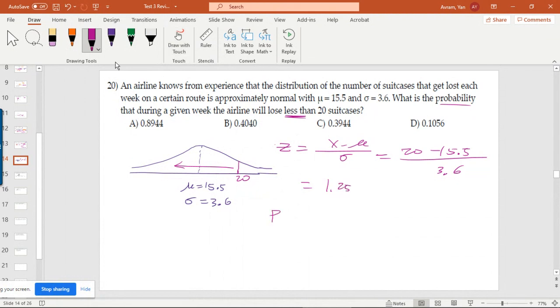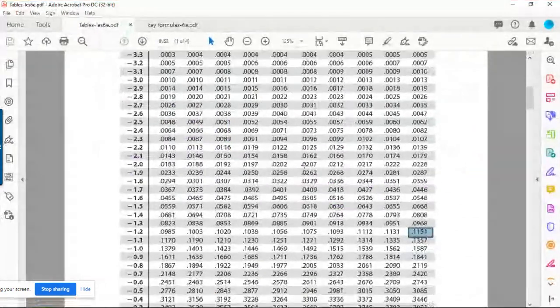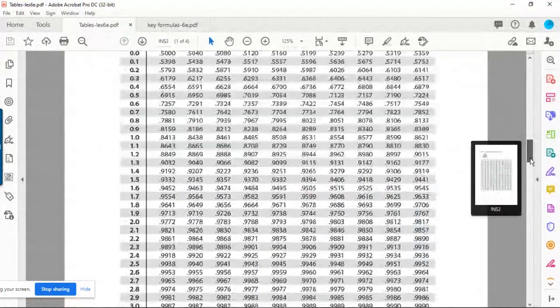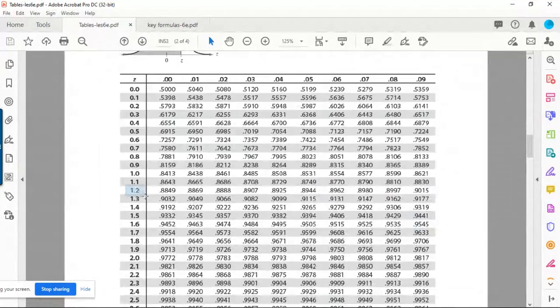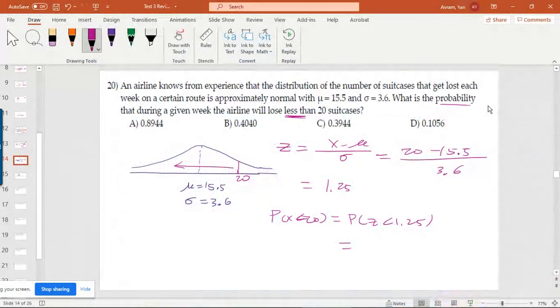Since this is less than, it is the area to the left-hand side. So that's area to the left, and I just need to read the table. That's it. So 1.25 is positive, right? Positive 1.2 right here, 1.25. We are given 0.8944. I think we read this earlier.